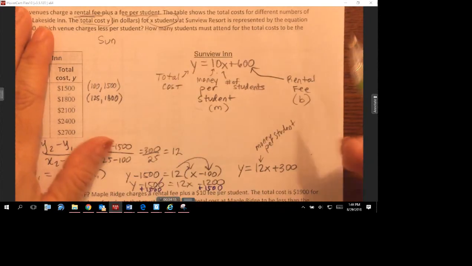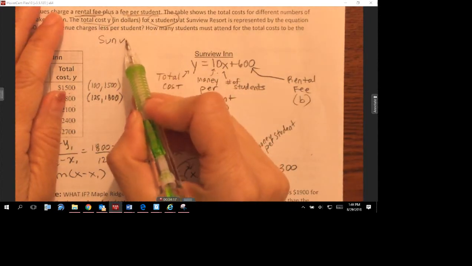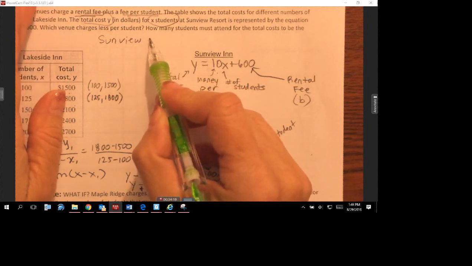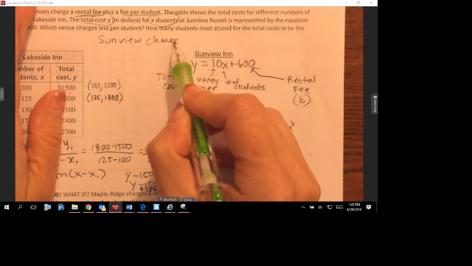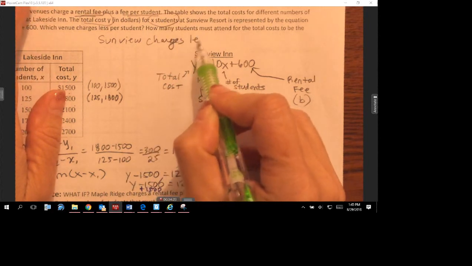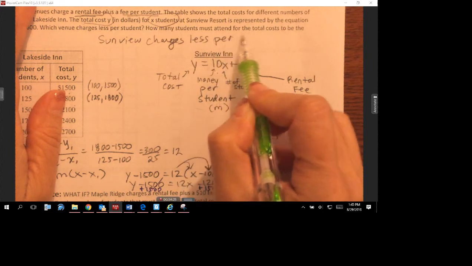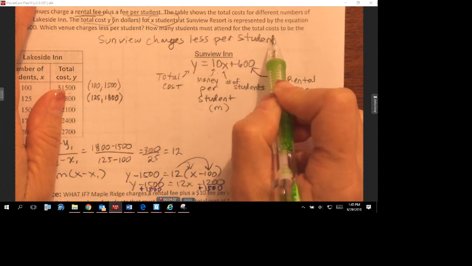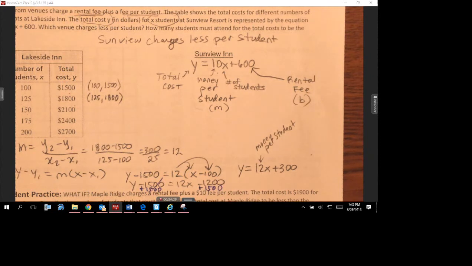So what do we say? Sunview, I'll just write it up here. I didn't organize it very well. Sunview charge is less per student. And then how many students must attend for the total cost to be the same?